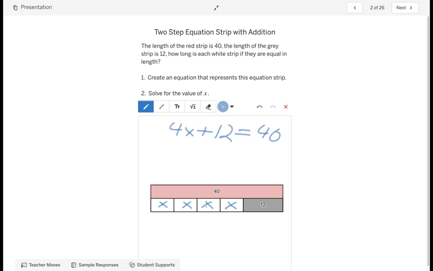Okay, now we're going to solve. We know that these 4 x's plus the 12 is 40. So if we were to cut away the 12, this is no longer 40. It is now 40 minus 12, which is going to be 28. So that means this section here is 28. We would break that up into 4 equal pieces. And that's like saying 28 divided by 4, which is 7. So therefore x is equal to 7.